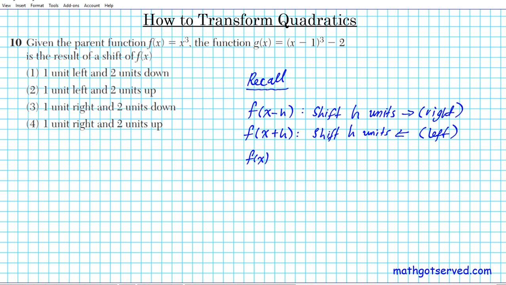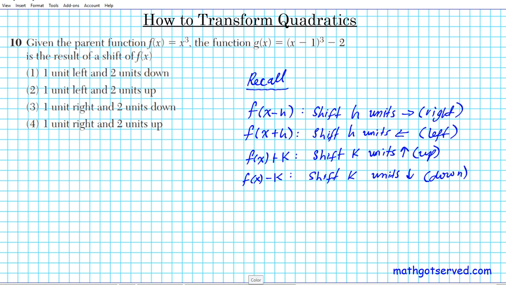But when you have a function and you add a number to that function, that's going to be a shift k units up. And then when you have a function and you subtract a number from that function, there's going to be a shift downwards. Shift k units down. All right, so let's take a look at what the situation is that we're dealing with in this problem.